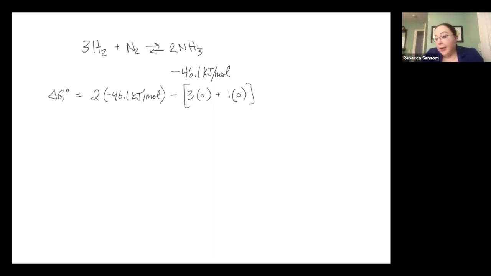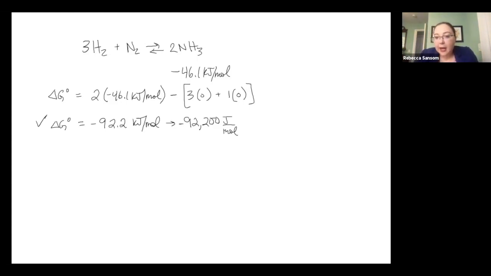So I can calculate this, and my delta G will be negative 92.2 kilojoules per mole. And I'm just going to turn that into joules, negative 92,200 joules per mole. That'll make it so it's the same units as my R when I plug it into my equation. So now that's my delta G naught. So check, we got that done. And then we've got to find our Q.